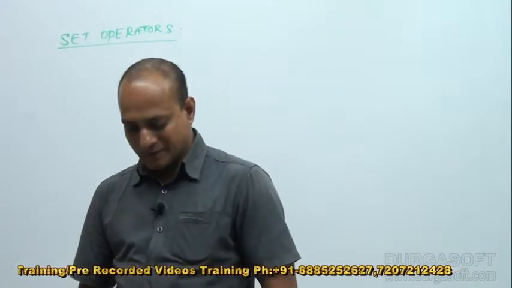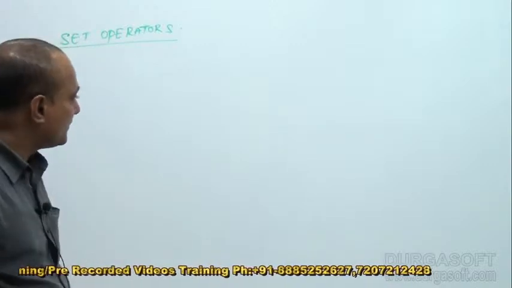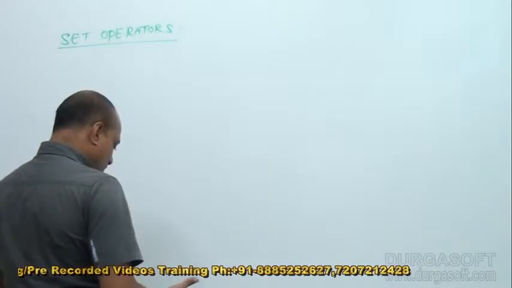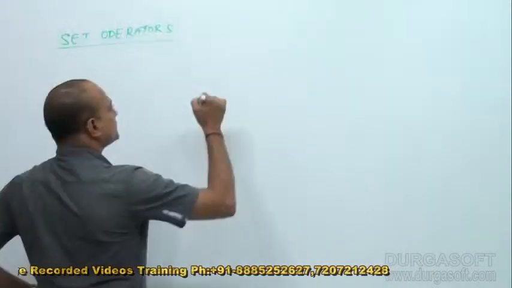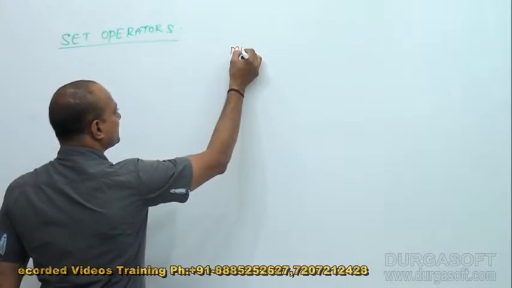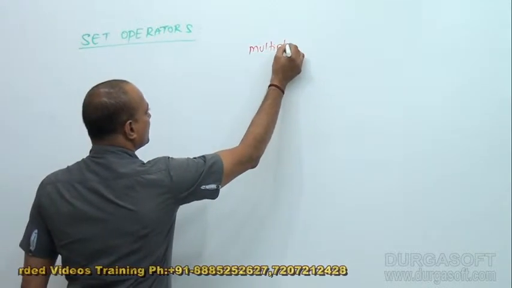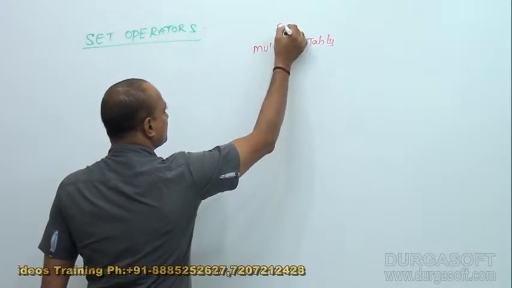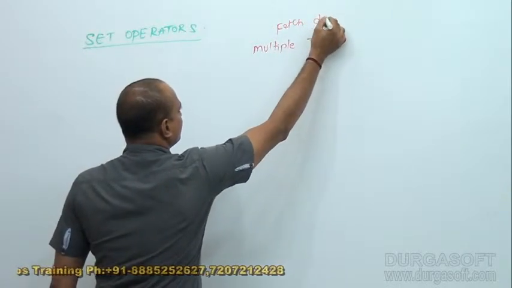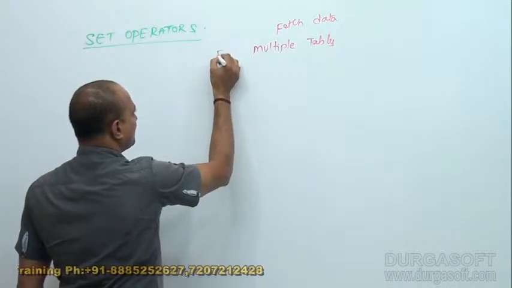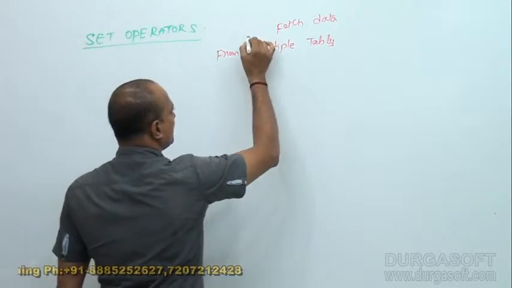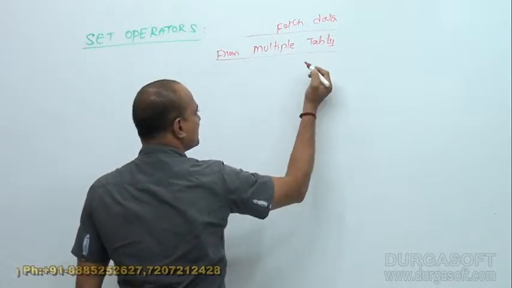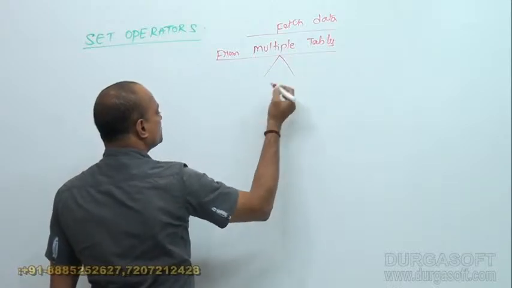In this video, we are discussing set operators. What is the use of a set operator? In Oracle, we can fetch data from multiple tables. How can I fetch data from multiple tables? There are two methods.